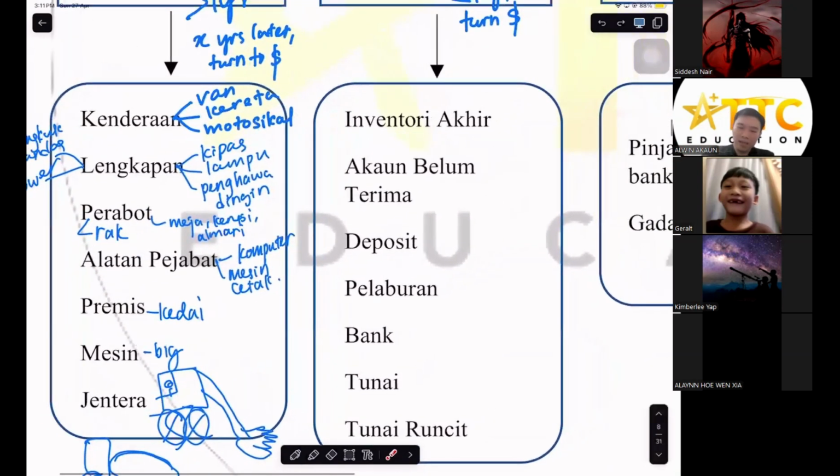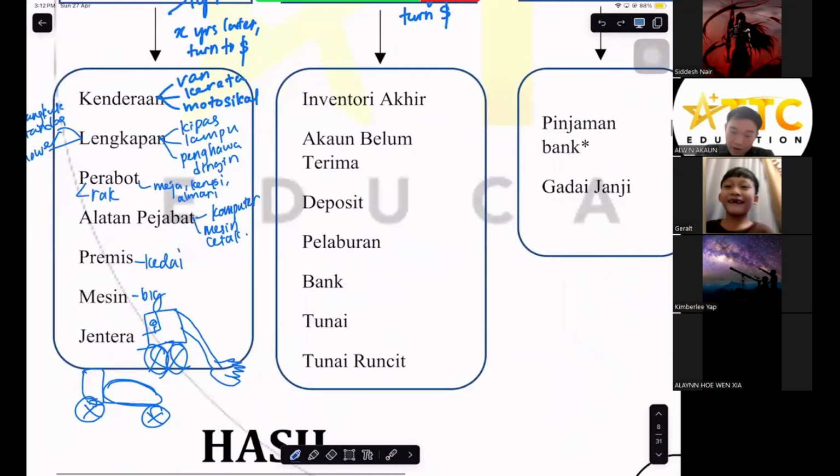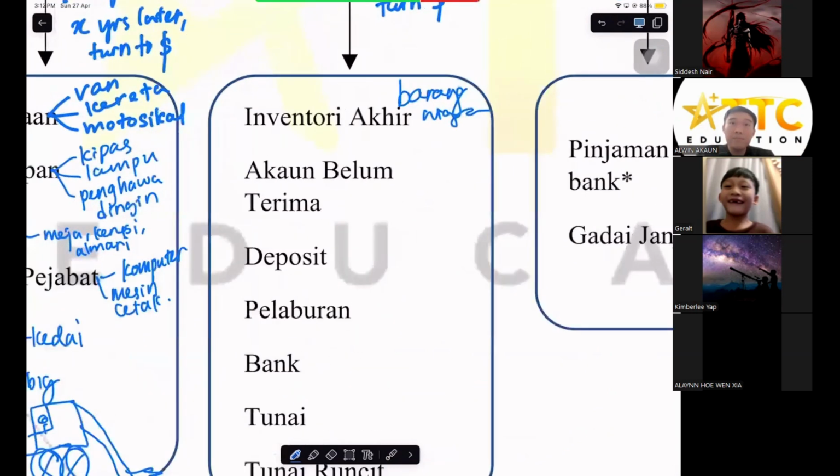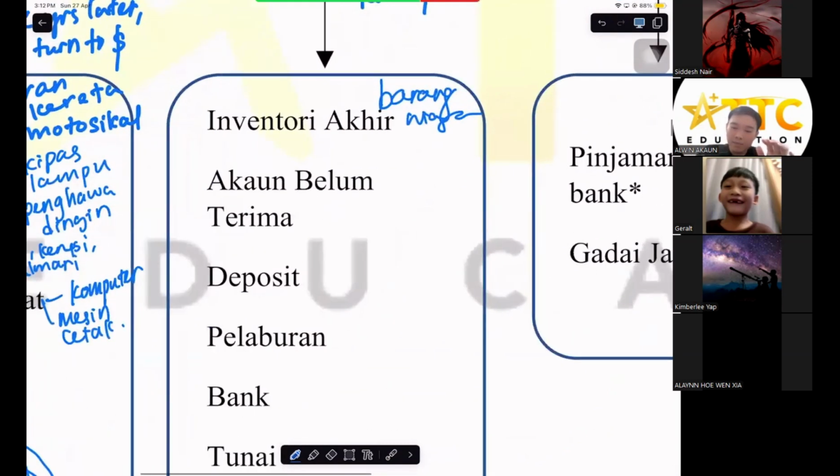Okay. Then aset semasa, inventory akhir, inventory. You definitely see the words they use, barang niaga. Once you see this, straight away you catch it and put under inventory. It should have something to do with inventory.